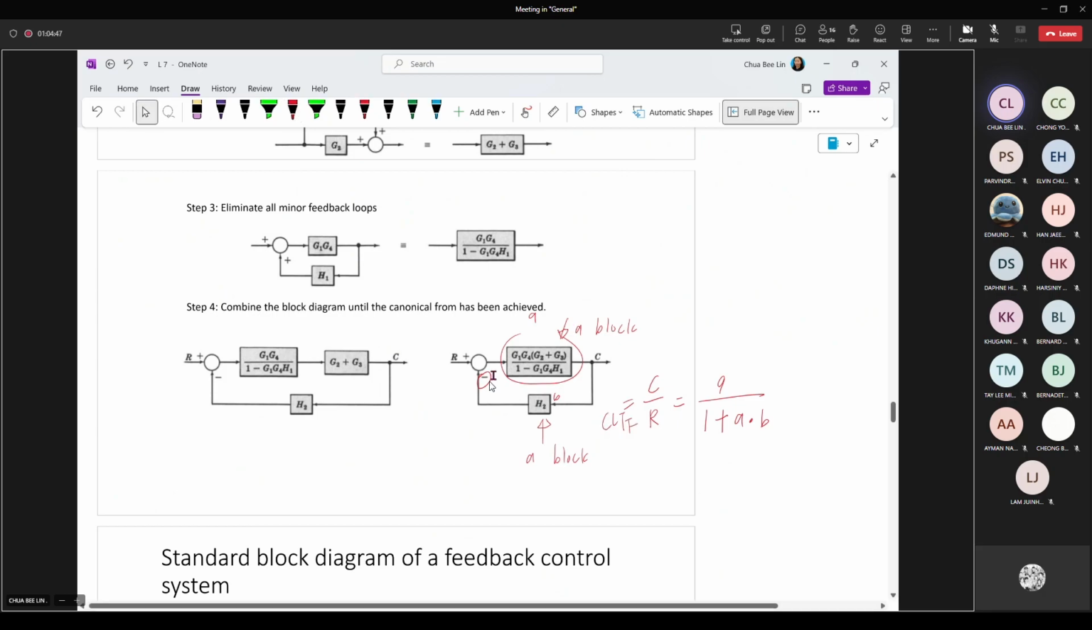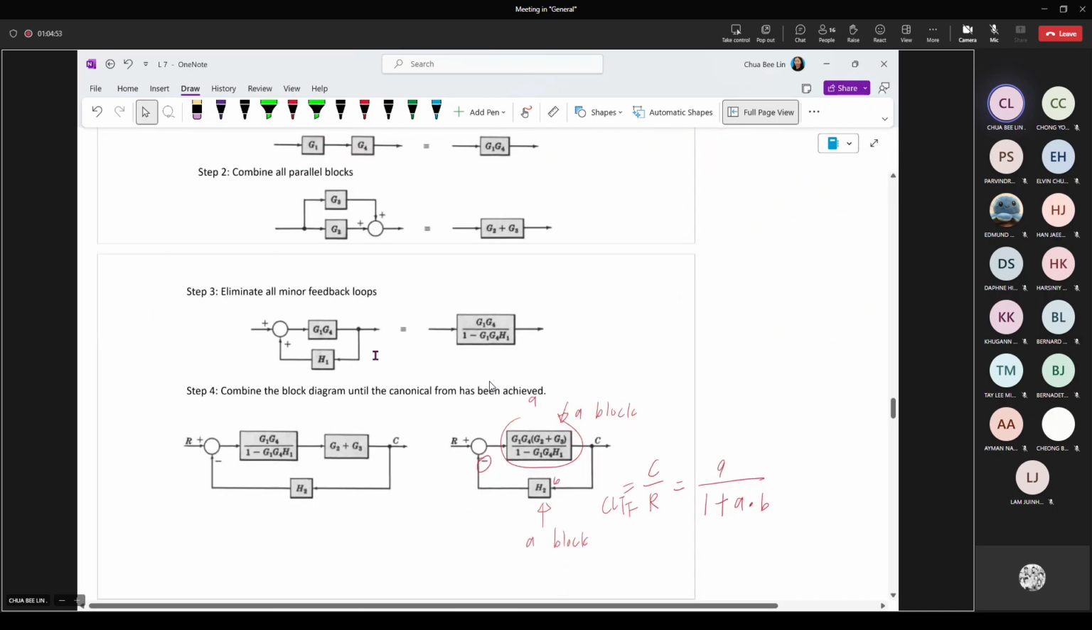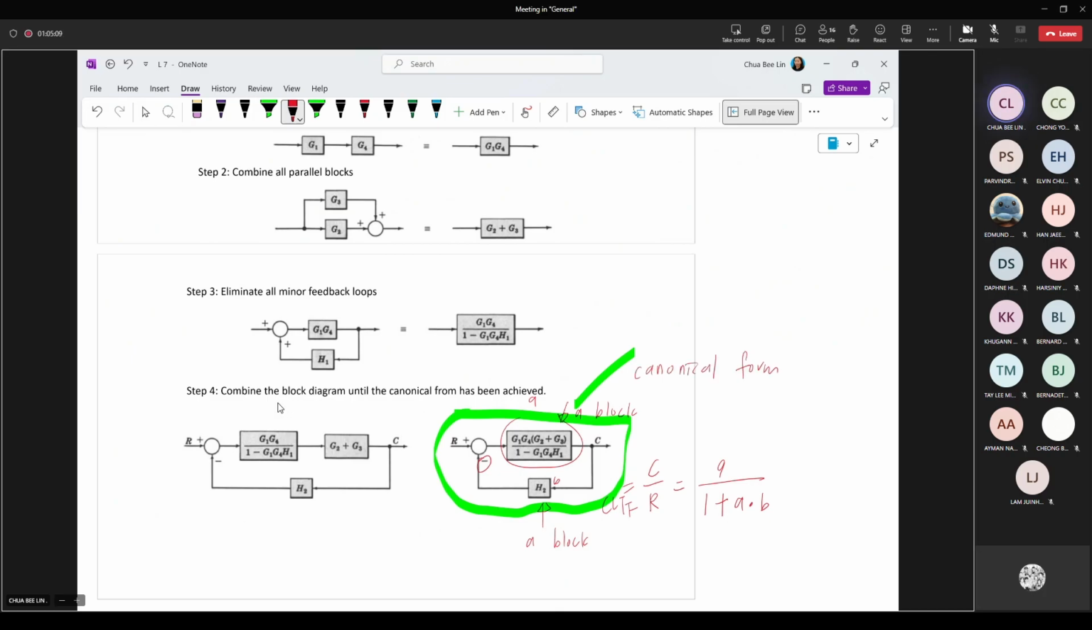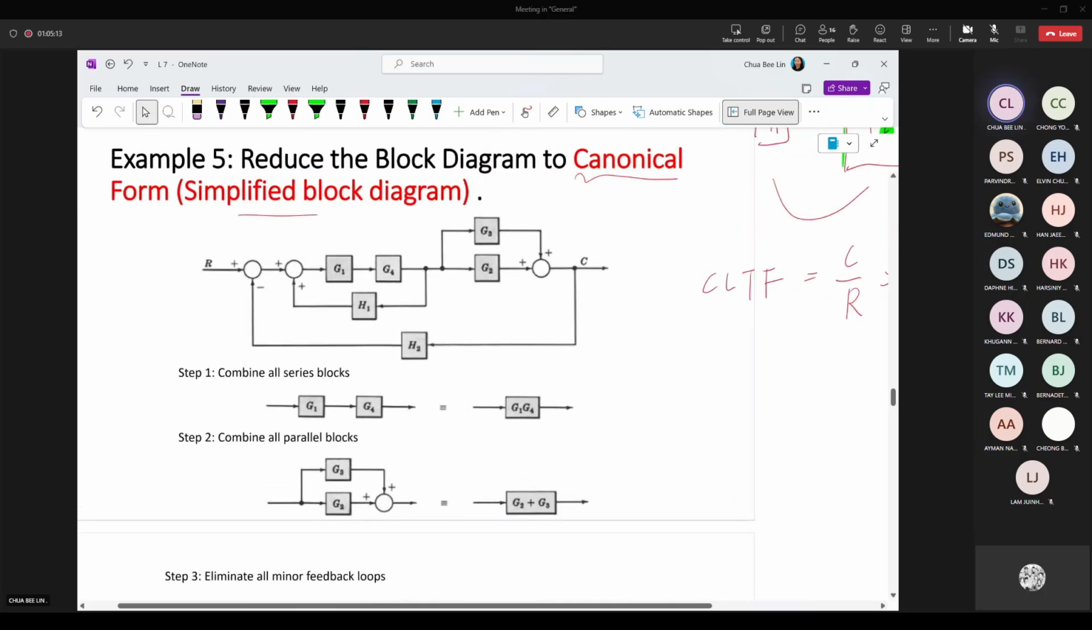But if the question asks you, okay, sufficient to solve until you get the canonical form, then you just present your answer in the form of a sketch block like this. The top having one block, the bottom having one block. So this is the one we call the canonical form. Canonical form. Okay, so we will have this question solved step by step.